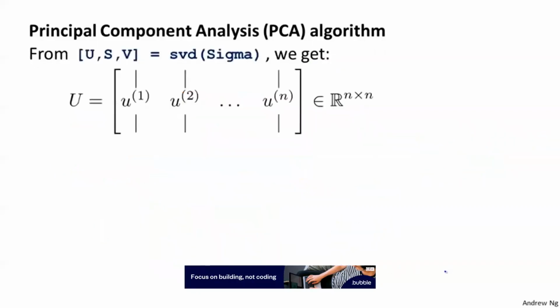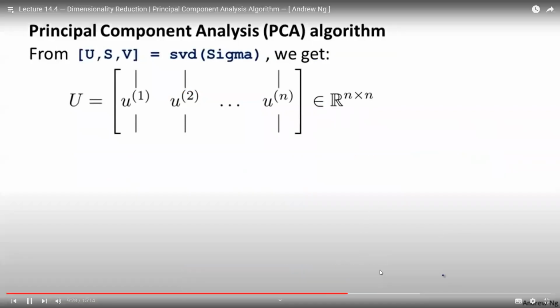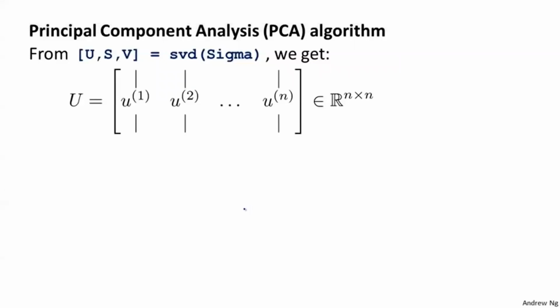So to describe the rest of the procedure from this SVD numerical linear algebra routine, we get this matrix U, and I'm going to call its columns U1 through UN. Just to wrap up the description of the rest of the procedure, from the SVD routine we get these matrices U, S, and V, and here's the matrix U, and we're going to use the first k columns of this matrix to get U1 through UK.